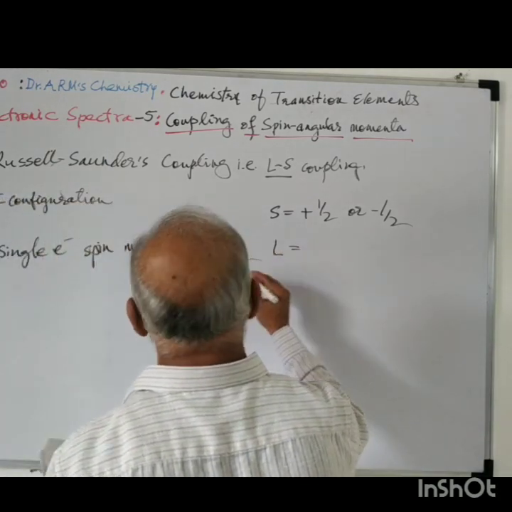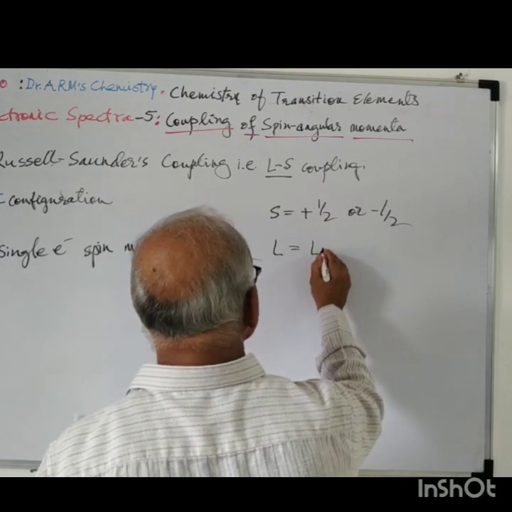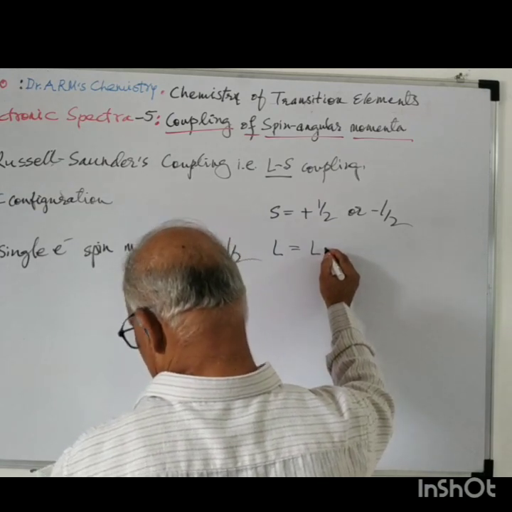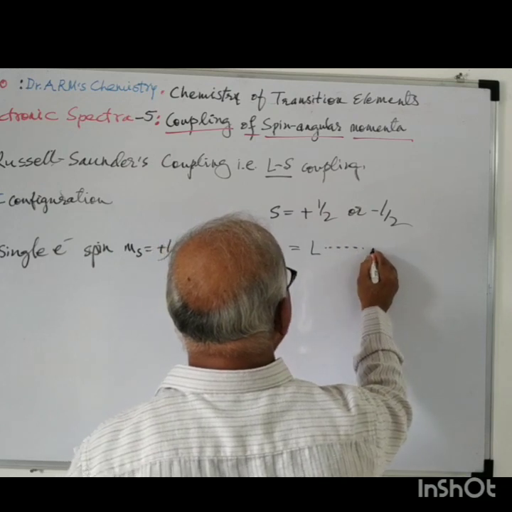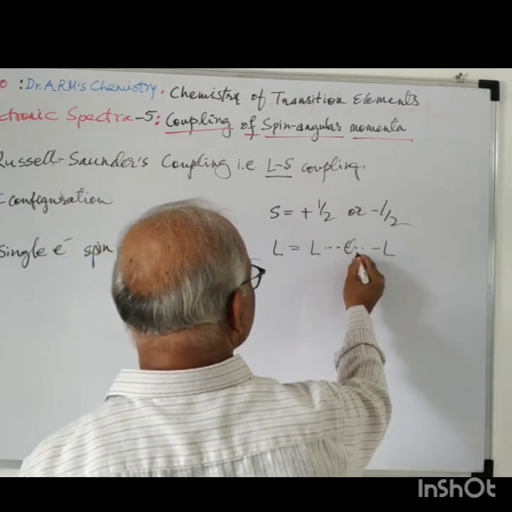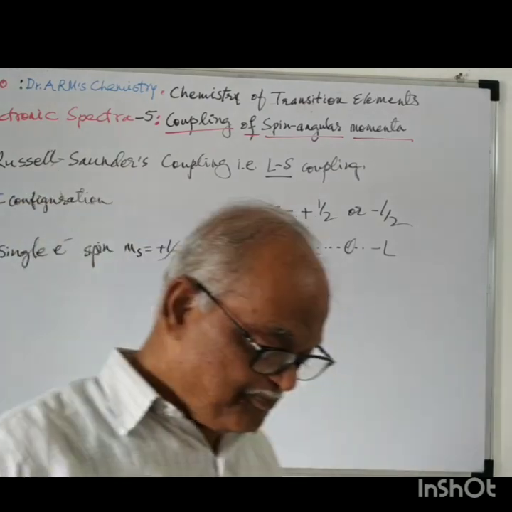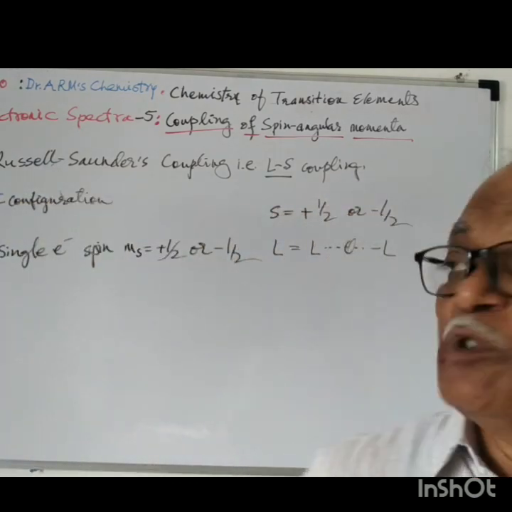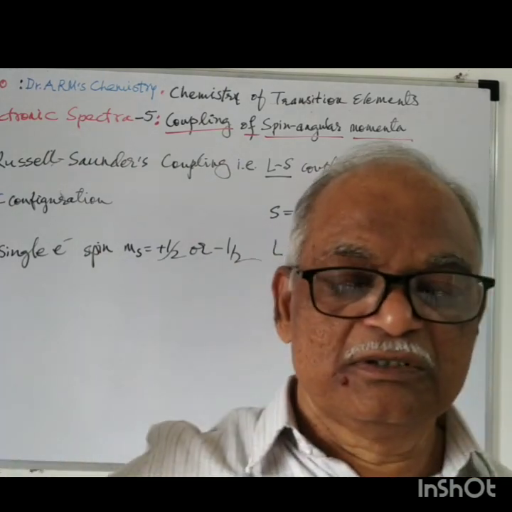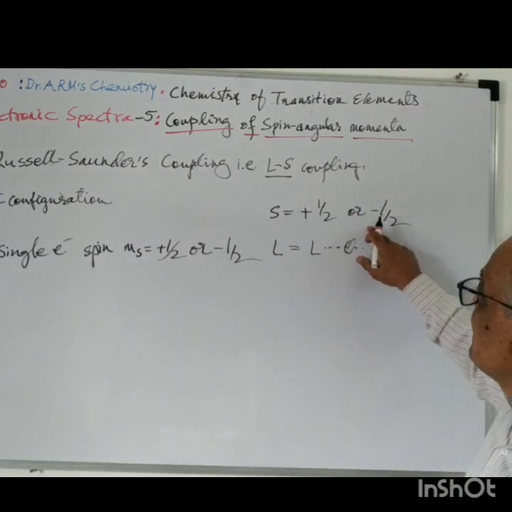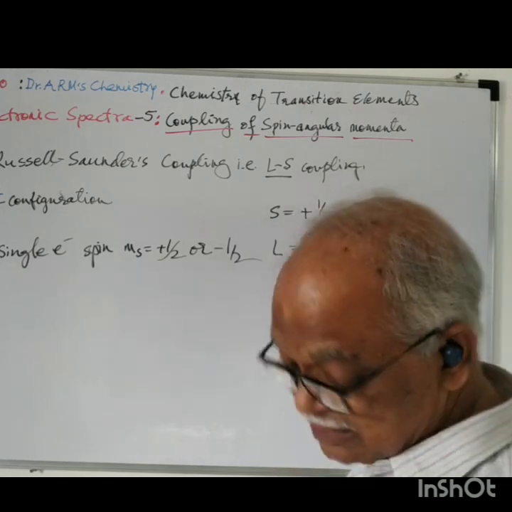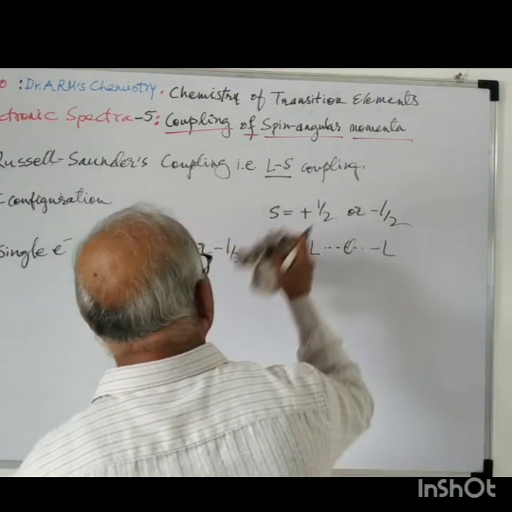We can have the L values from L through 0 to minus L. So in this way, the total orbital angular momentum quantum number is represented by L. The total spin angular momentum quantum number is represented by S.